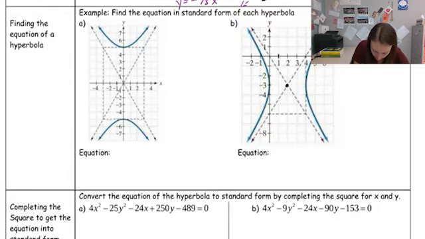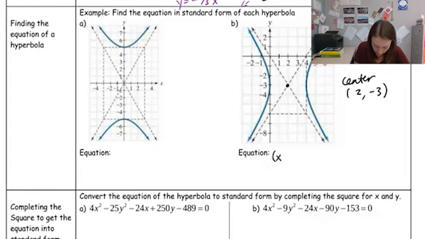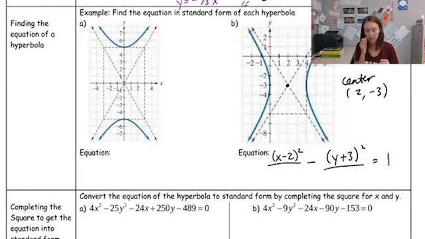So here, the center is at +2, -3. And it's opening horizontally. So my x piece is going to come first. So x minus 2 squared minus y plus 3 squared, remember it's the opposite signs, equals 1. And then I have to figure out what my denominators are. So in the x direction, I'm going over 2 in the x direction, so 2 squared is 4.